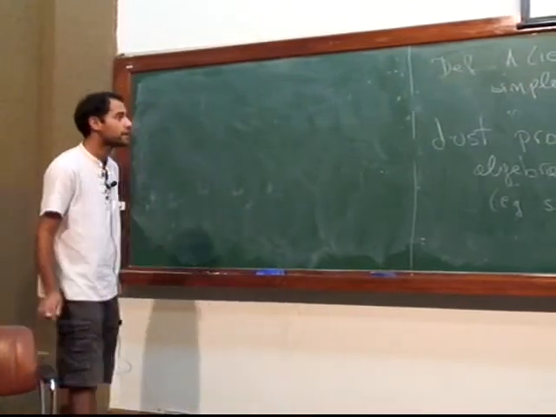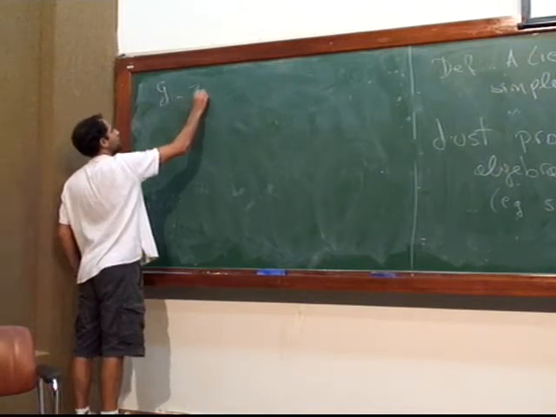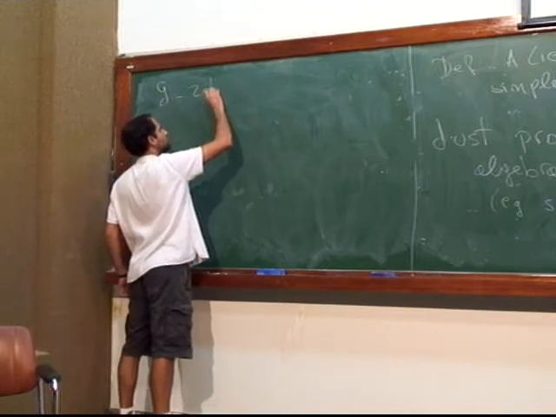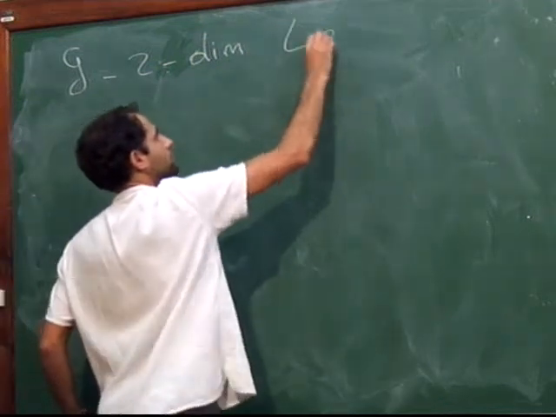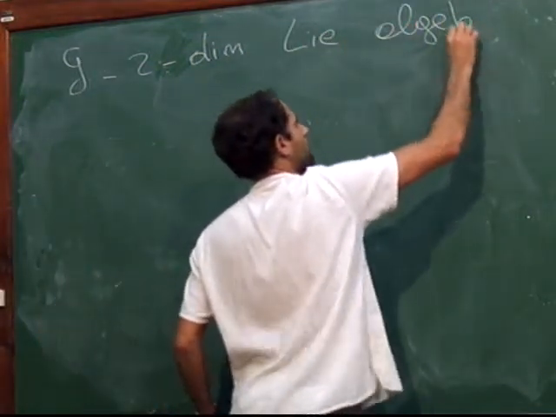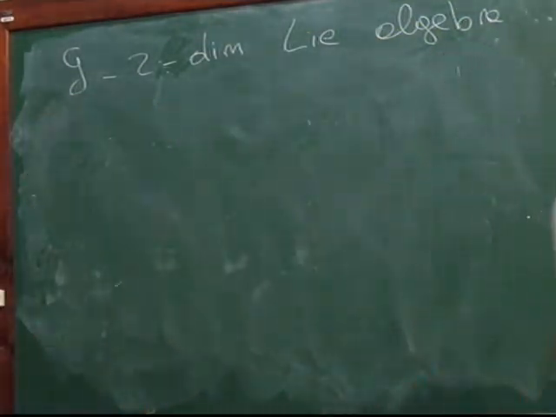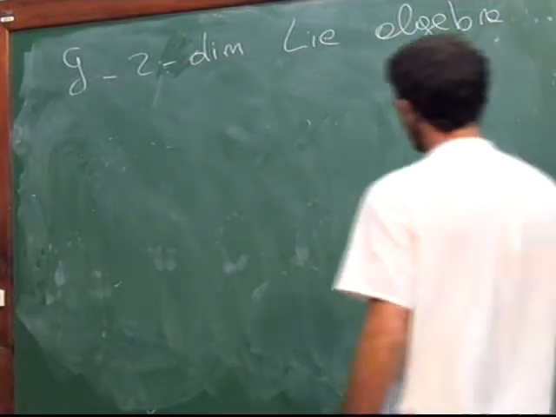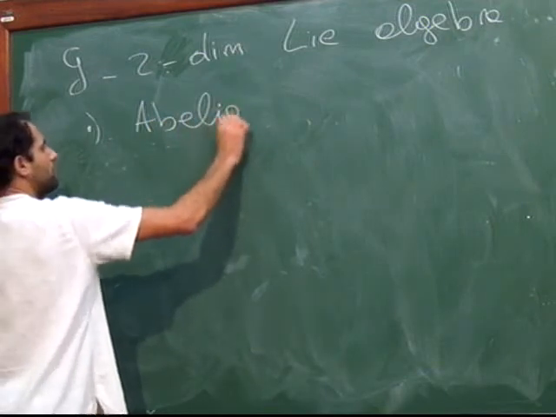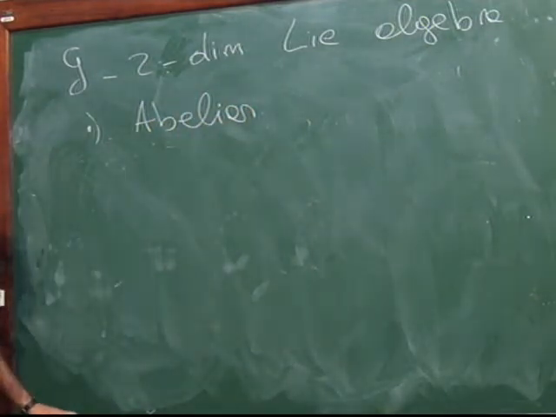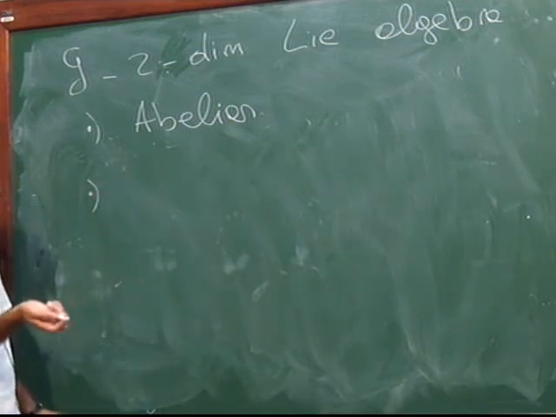Let me do two more things today. Let's classify two-dimensional Lie algebras. Let's say G is a two-dimensional Lie algebra. What are the possible scenarios for G? Well, an obvious one is it can be abelian. So one example is suppose it's abelian. Now let's suppose that it's not abelian. Okay, so let's classify all possible two-dimensional Lie algebras that are not abelian.